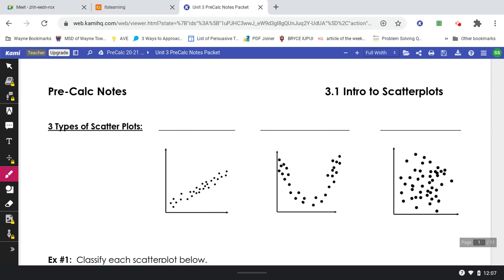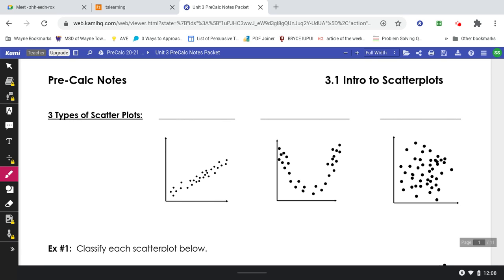These are the 3.1 notes for PreCalc. We're starting a new unit today. This is about scatterplots. Scatterplots are just an arrangement of points representing all different sorts of things, and they are plotted on a graph.